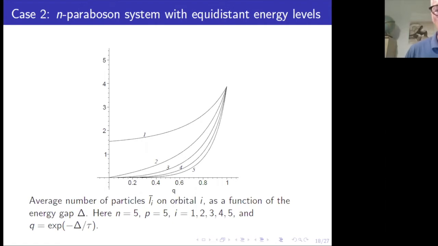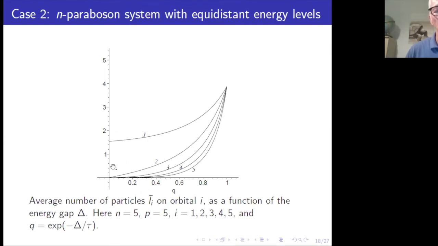Of course, if the energy would be the same on all of them, then the average number is also the same on all of them. But in this case, that is not true. The gap is represented by this variable q, and what you see here in these plots is the population of the parabosons on orbital i. If we are at the point where q is equal to 1, q equals 1 means that the gap is 0, so that all energy levels are really the same, and then the distribution over these levels is also the same.